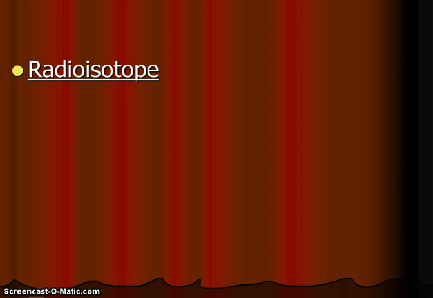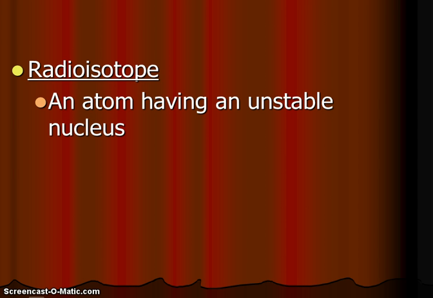So we talked about what isotopes are. Now we want to talk about specific kinds of isotopes, which are called radioisotopes. Radioisotopes are atoms of a particular element that have an unstable nucleus, which means that their ratio of protons to neutrons in that nucleus makes that nucleus unstable. And what it leads to is what we refer to as radioactivity.